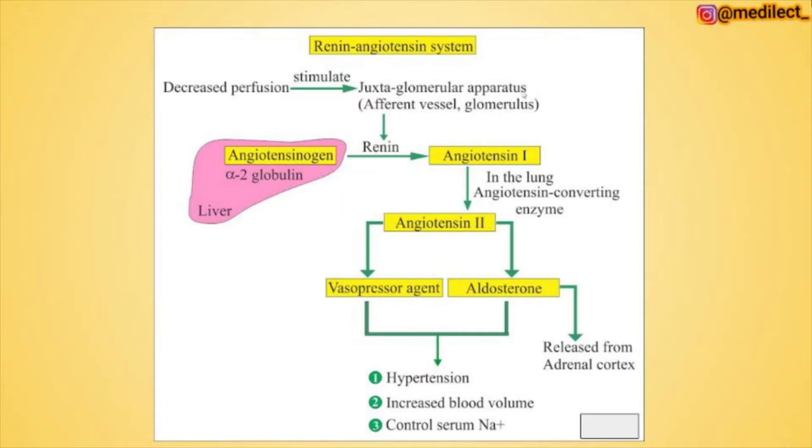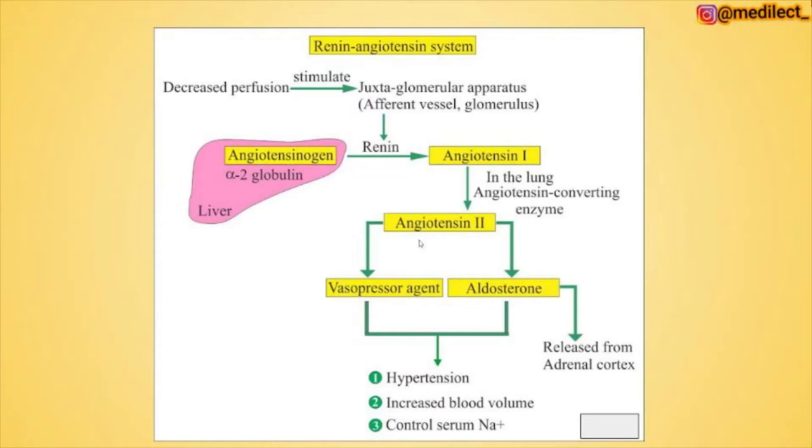Now, this renin acts on a circulating glycoprotein in the globulin fraction of the plasma protein known as angiotensinogen, and converts it to angiotensin 1. This angiotensin 1 is physiologically inactive. It is converted to angiotensin 2 by the action of angiotensin converting enzyme, located in the endothelial cells in various tissues, but most of the conversion occurs in the lungs. This angiotensin 2 is a physiologically active substance.